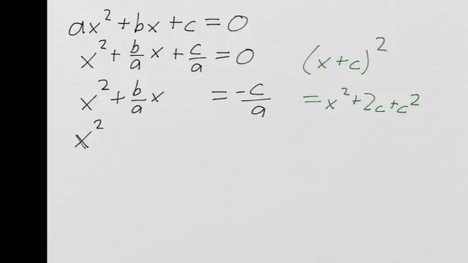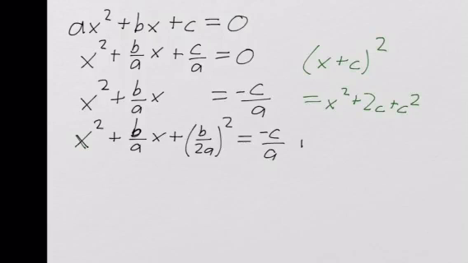So x squared plus b over a x, and now I'm going to add (b over 2a) squared, and I'll do the same thing on the other side. And now I'm going to go ahead and factor the left-hand side. At the same time, I'm going to go ahead and expand that (b over 2a) squared on the right side.